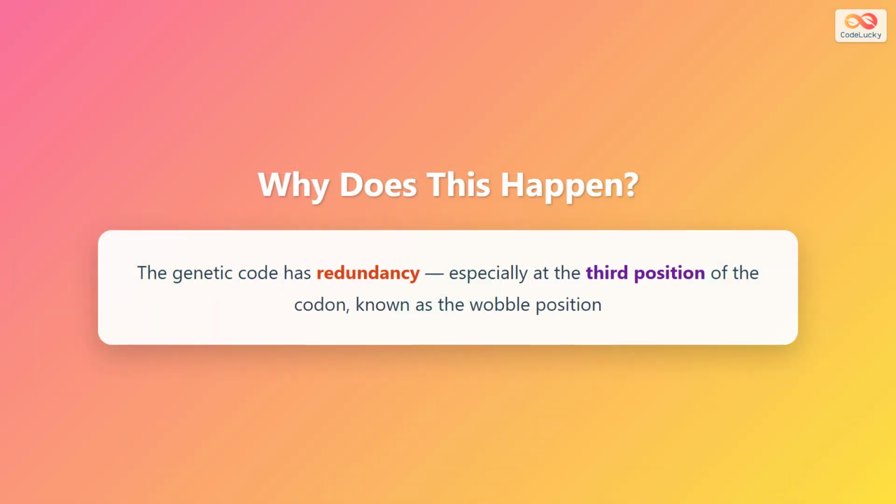Silent mutations occur because of the redundancy built into the genetic code, particularly at the third position of codons, which is known as the wobble position. The wobble position is called this because the base pairing rules are more relaxed at this location. Often, changing the third nucleotide in a codon doesn't change which amino acid is specified. This redundancy acts as a protective mechanism, reducing the potential harmful effects of random mutations that naturally occur in DNA over time.